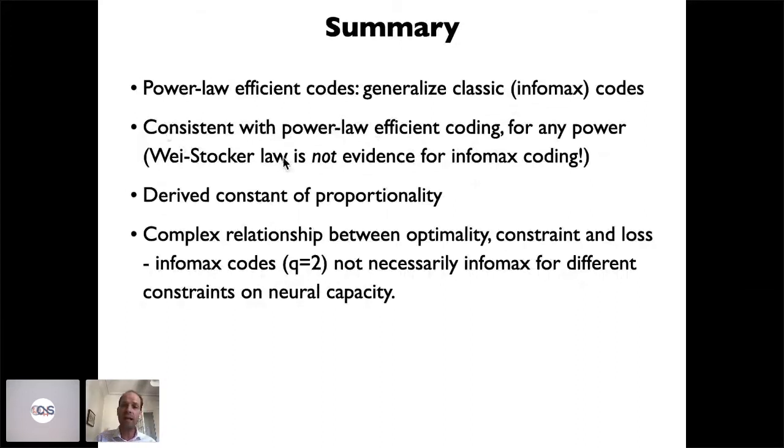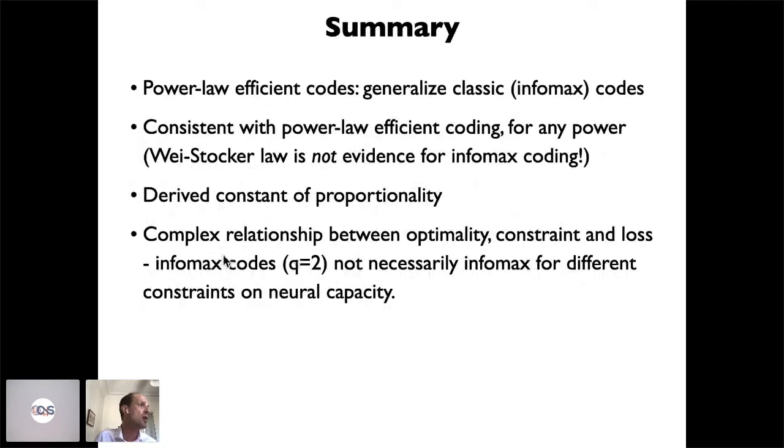In other words, the fact that we observe this correspondence between bias and discriminability in psychophysical data does not mean that the brain must be using an infomax code. It may not be allocating Fisher information in order to maximize mutual information. It may be allocating Fisher information consistent with any other kind of loss function, Lp norm or discrimax that you might want. All of those different optimal allocations of information will give rise to the same perceptual law. We derived the constant of proportionality for that law. And then lastly, as I mentioned at the end, we showed that there are complex relationships between optimality, the constraint that you assume, and the loss function.